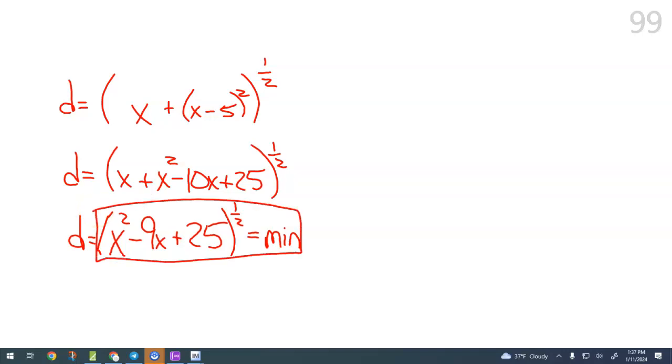So that's going to be chain rule. 1/2 times x squared minus 9x plus 25 to the negative 1/2 times chain rule, right? Times what? 2x minus 9.